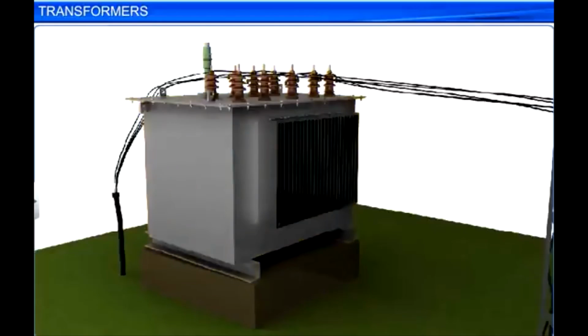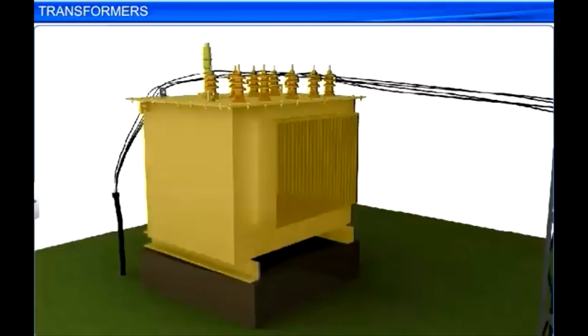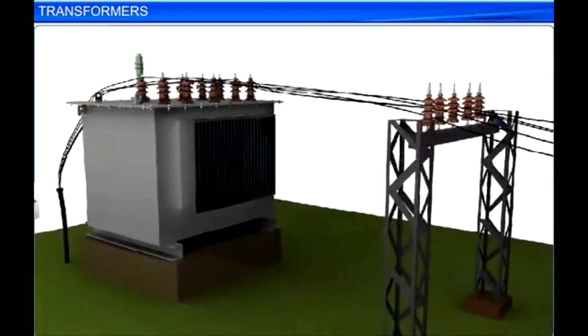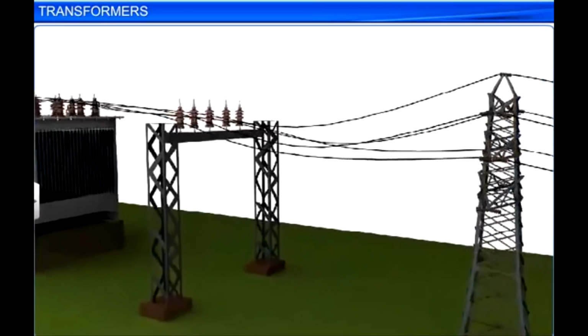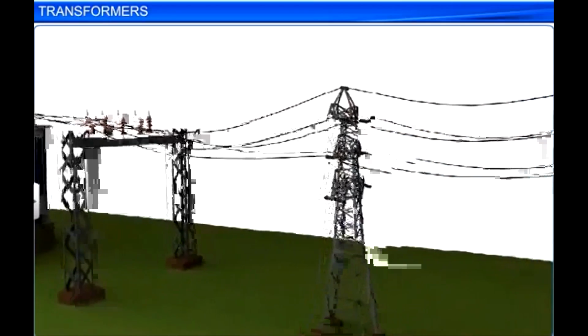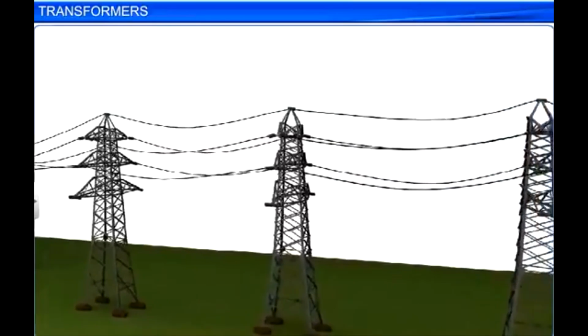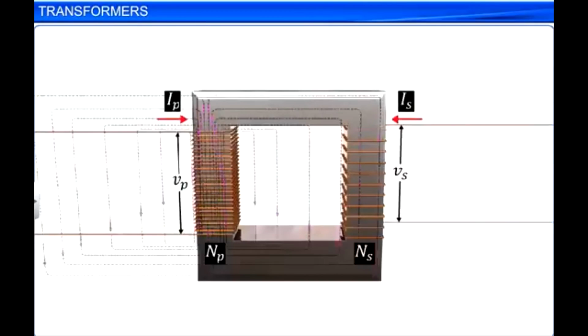Transformer is a device used to increase or decrease the voltage of an alternating current. It is used in power transmission to reduce the power losses and to increase the efficiency of power supply. Transformers work on the principle of mutual induction.